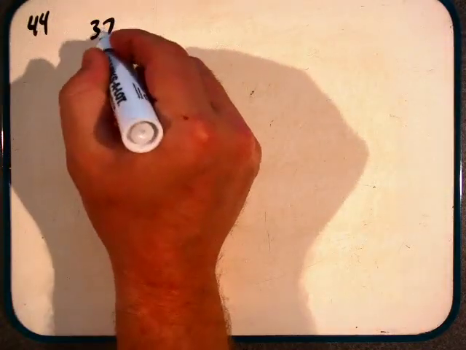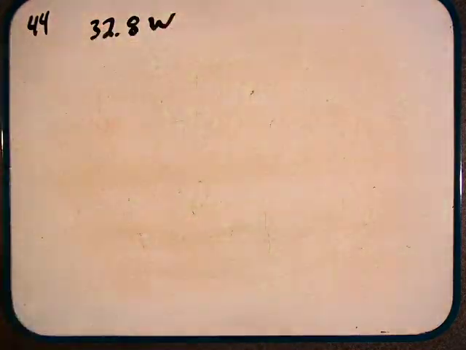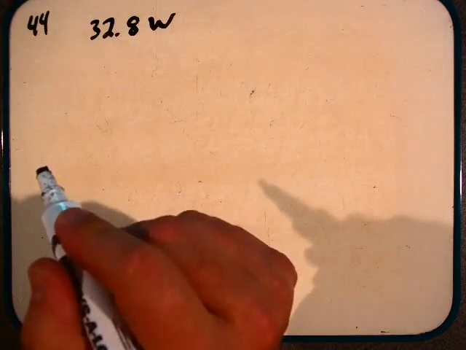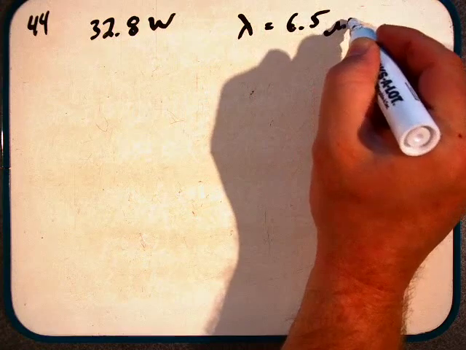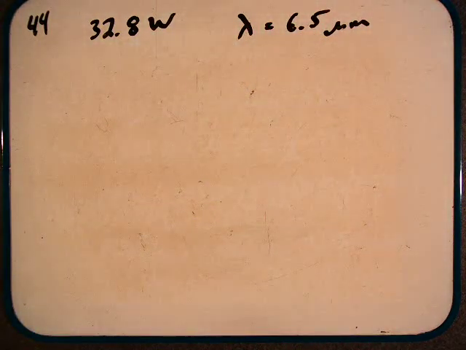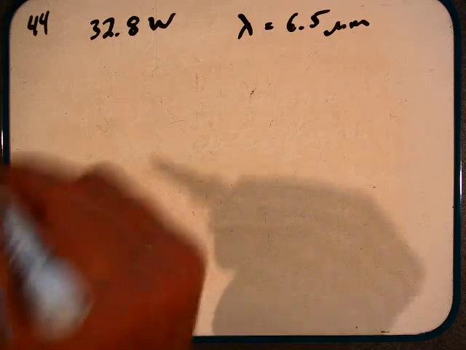This is number 44 in chapter 7. It's basically looking at electromagnetic radiation and associating an energy with that radiation. The question reads that we have a heat lamp which produces 32.8 watts of power at a wavelength of 6.5 micrometers. How many photons are emitted per second?